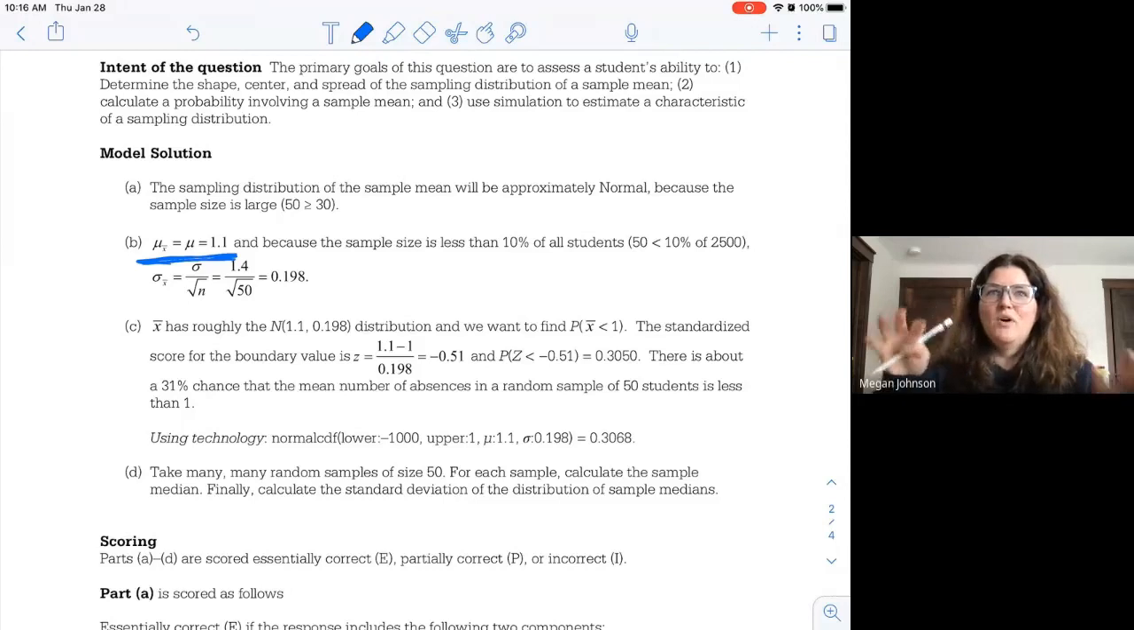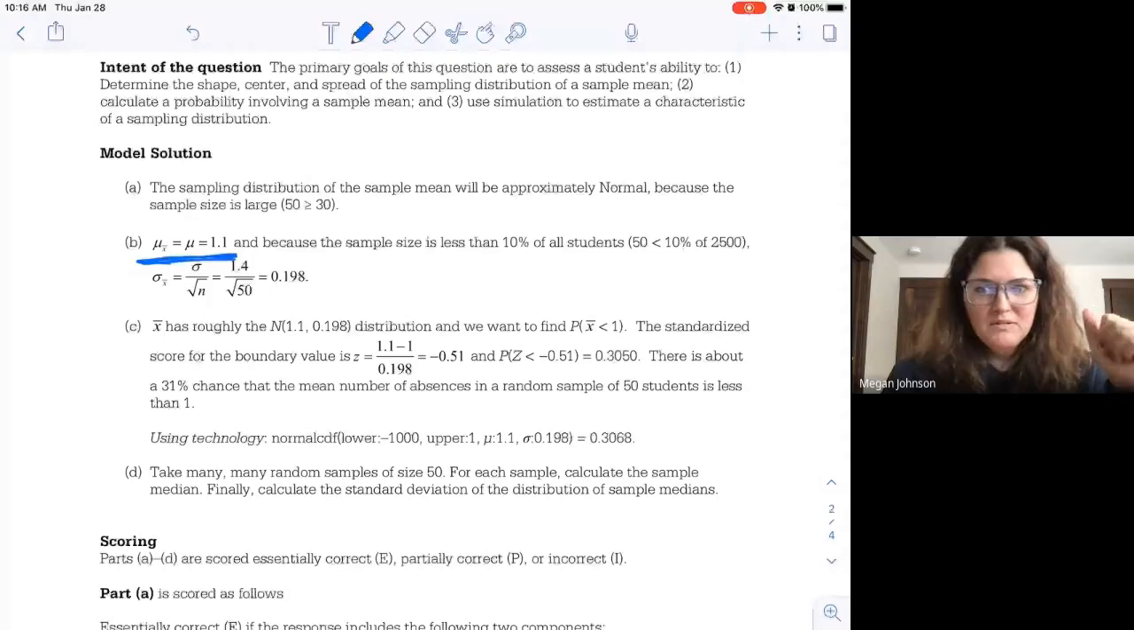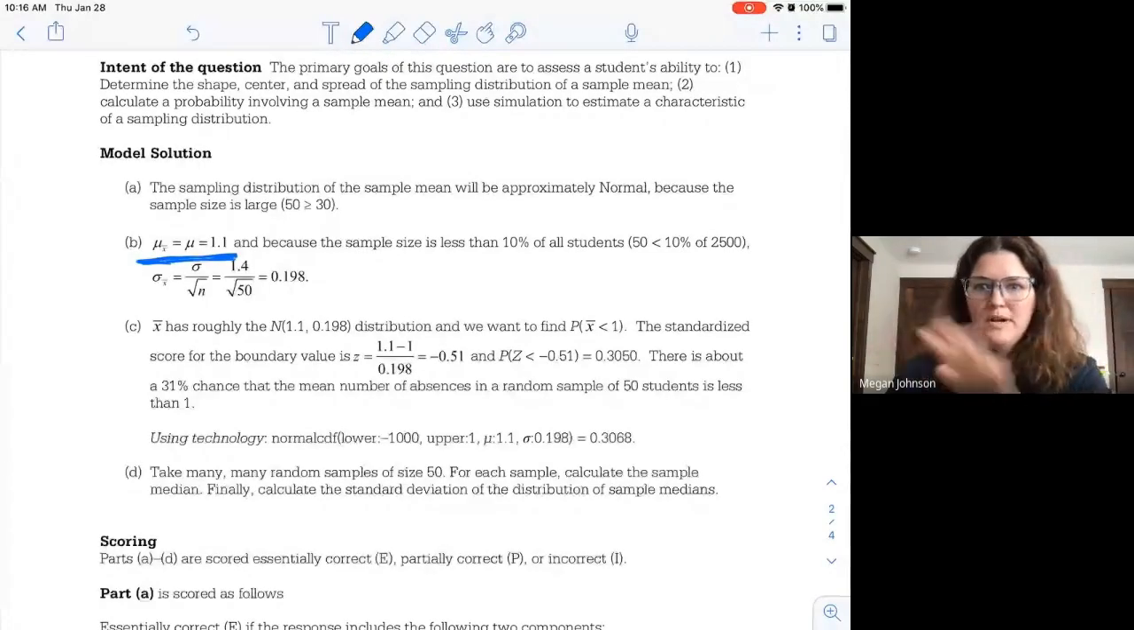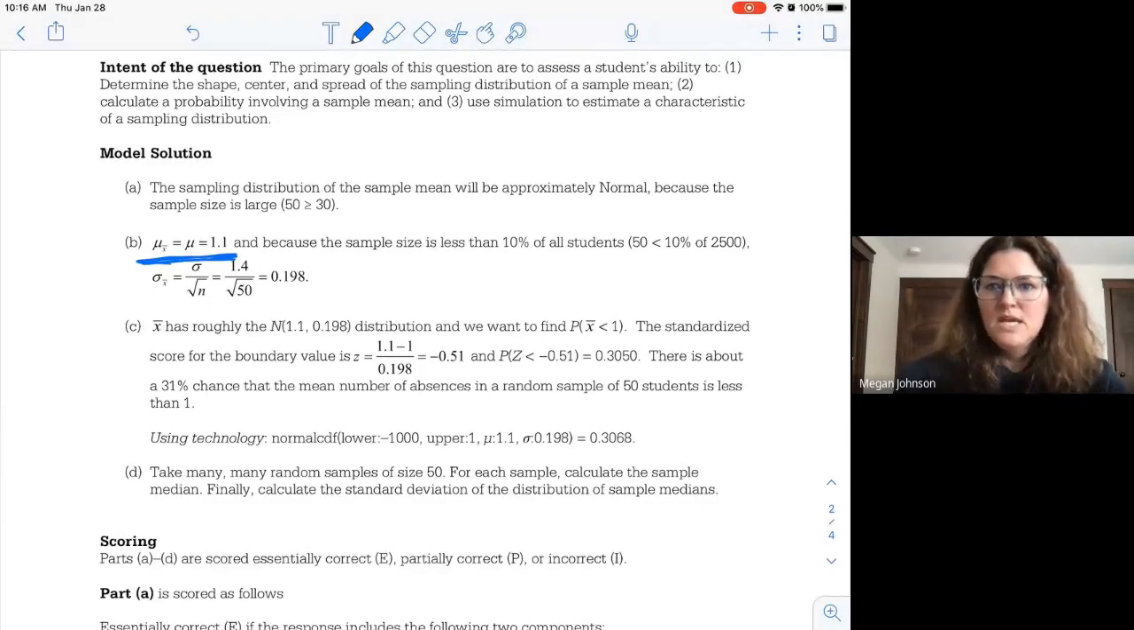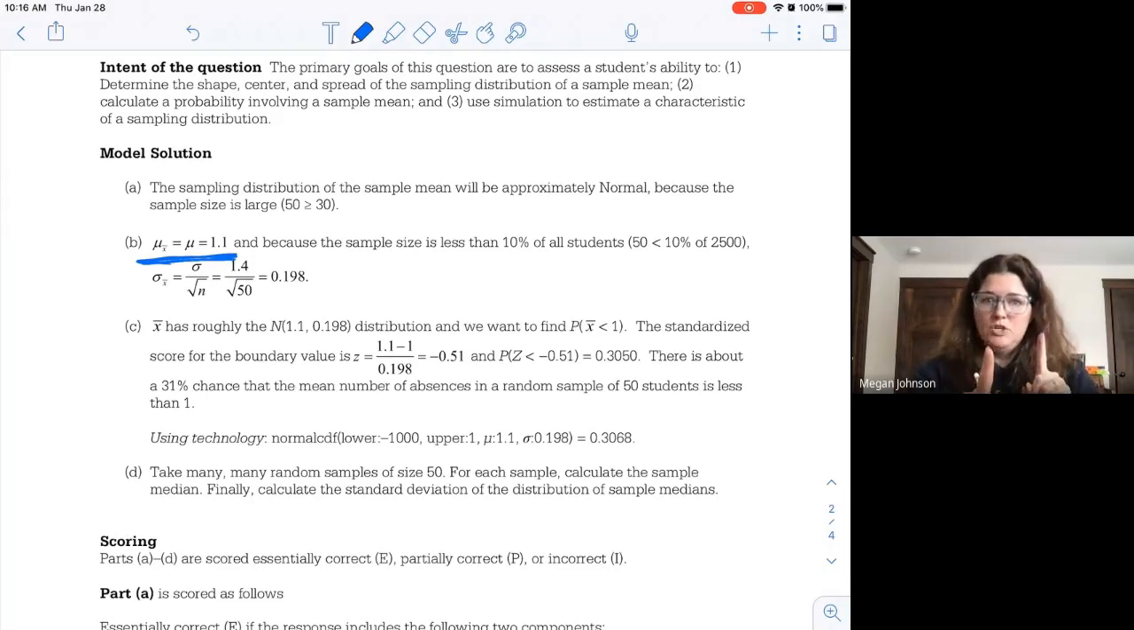So you have a whole bunch of samples that you're taking the mean of, and then you take the mean of all of those samples. So it's tricky because you're doing means a whole bunch of times for individual samples, and then you're taking the mean of that whole distribution. But the point is that mean is going to equal the parent population mean, which is 1.1.